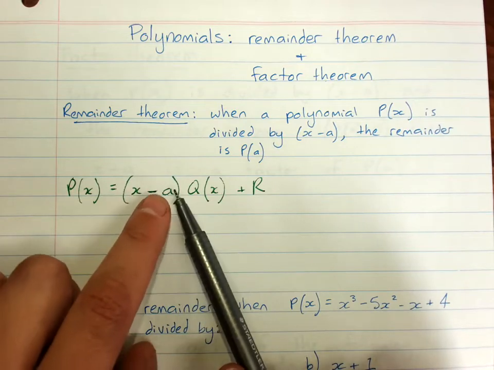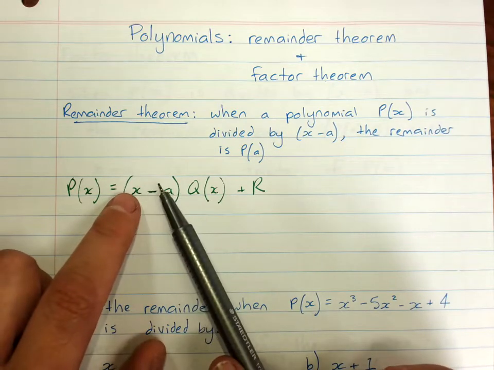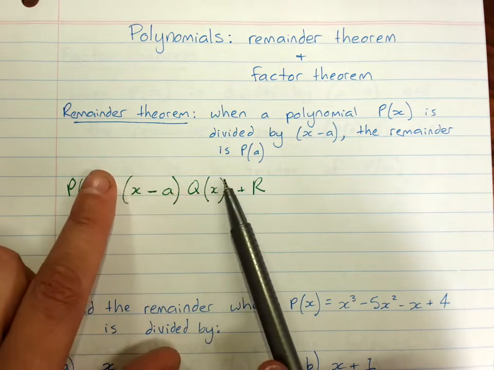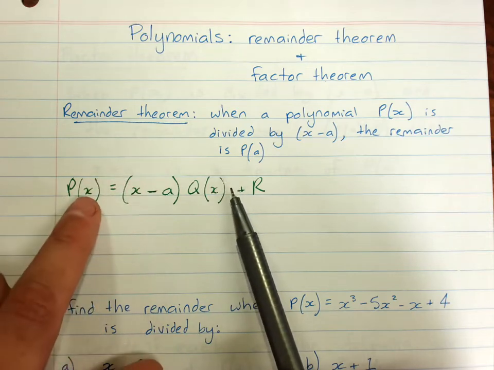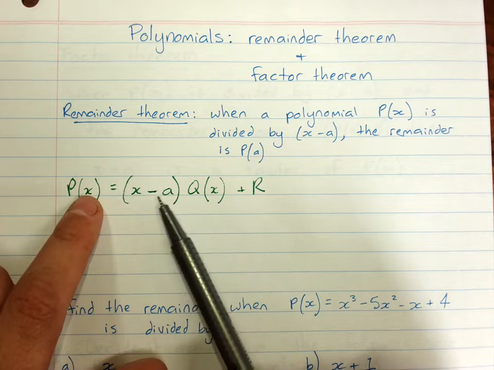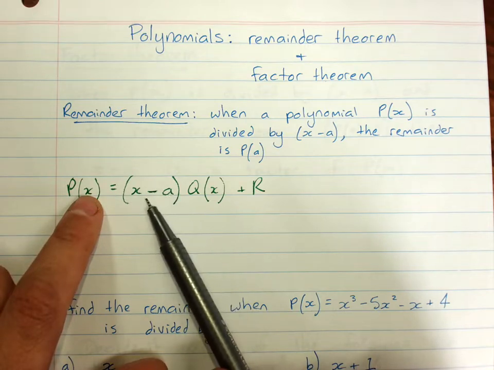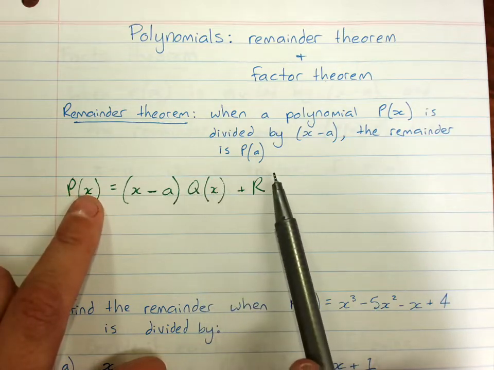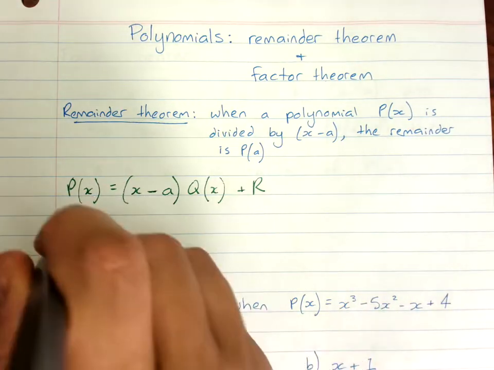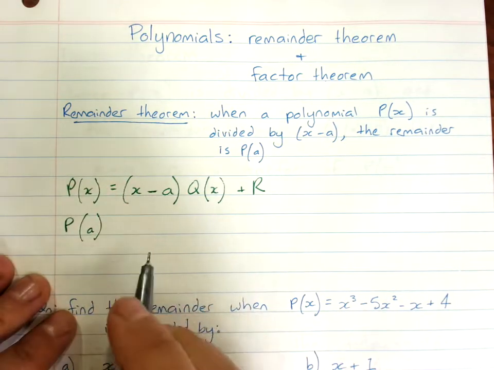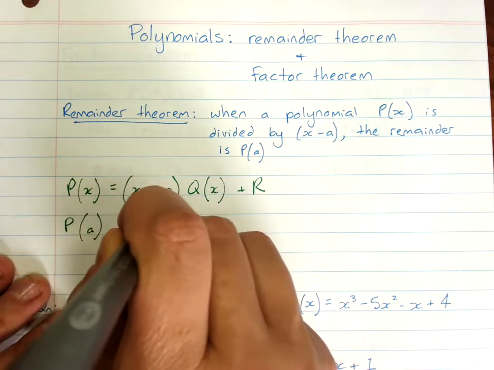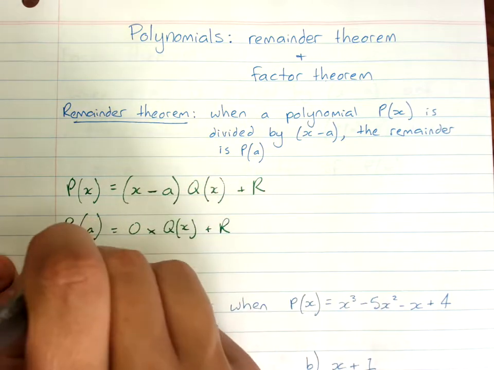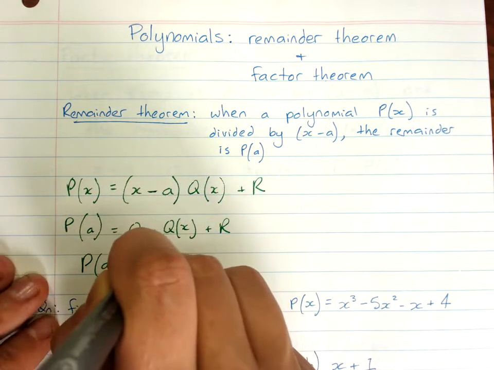And if x was equal to a, then a minus a would cancel out. This would be 0 times the quotient, which would mean all of this was 0. So when x is equal to a, that is the opposite sign of whatever number is in the brackets here of our divisor, evaluating the polynomial for a will result in the remainder. So that's saying that the polynomial at a is 0 times the quotient plus the remainder, so p of a equals the remainder.